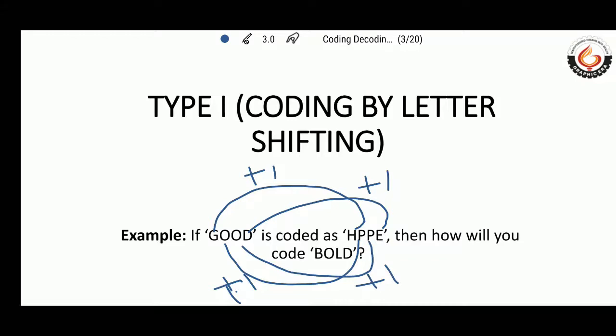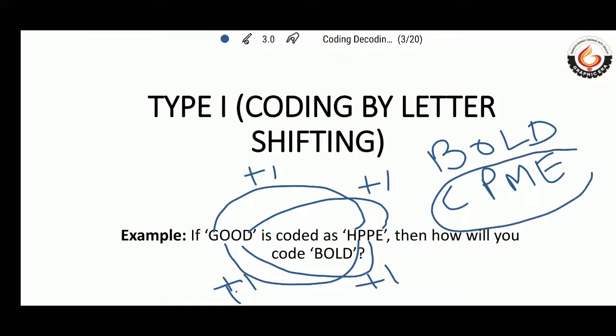So now they are asking how will you code BOLD. If I write BOLD, the next letter after B is C, after O it is P, after L it is M, after D it is E. The code for BOLD will be CPME. This is a type 1 question in which it is coded by letter shifting.